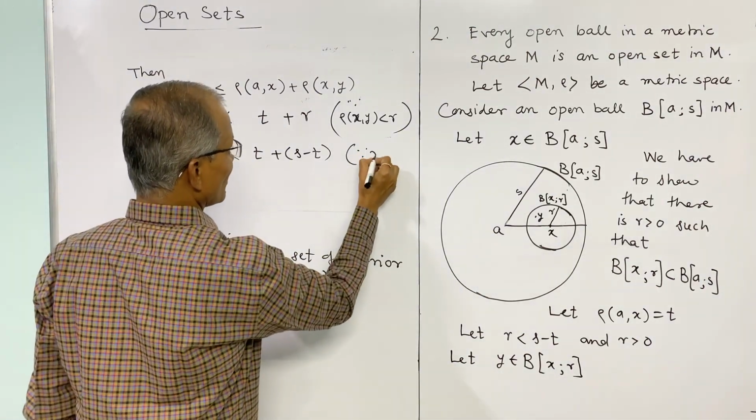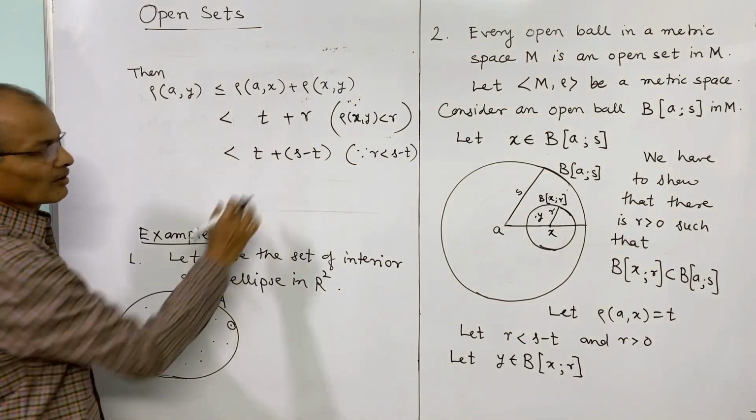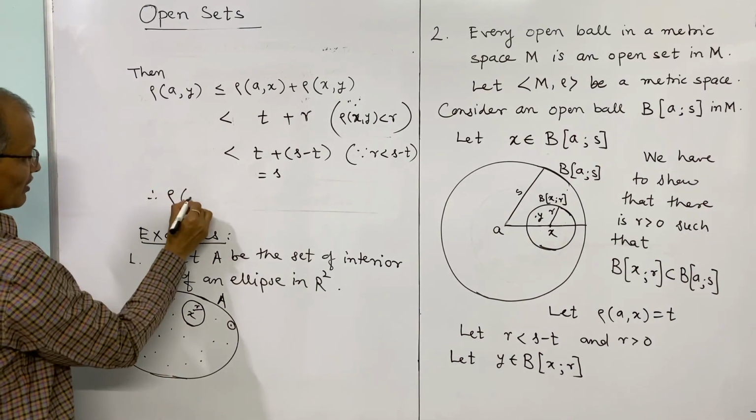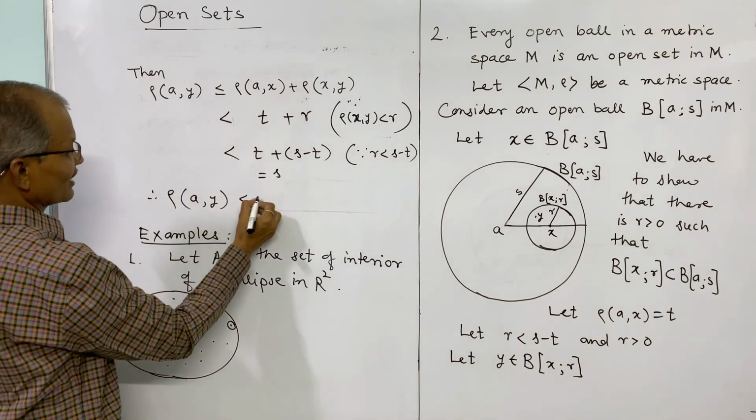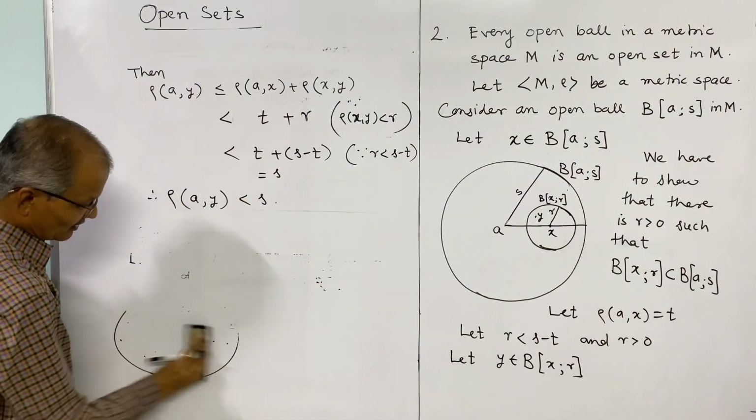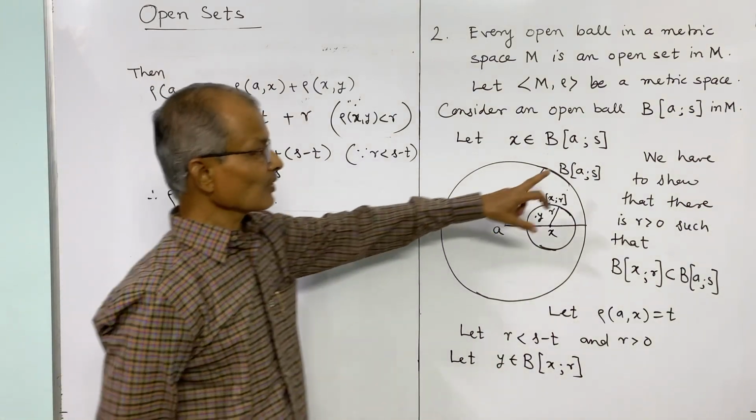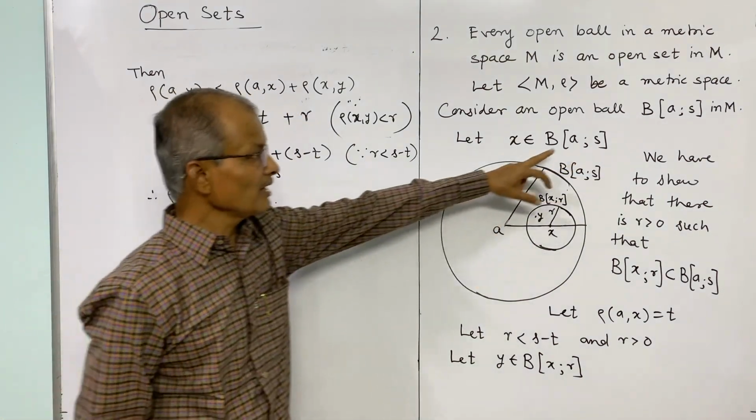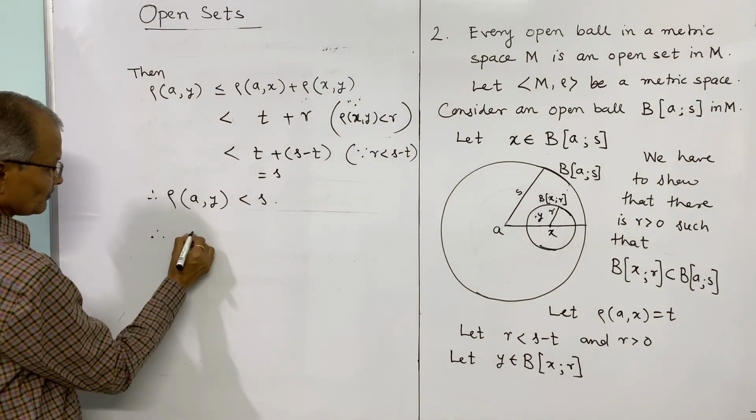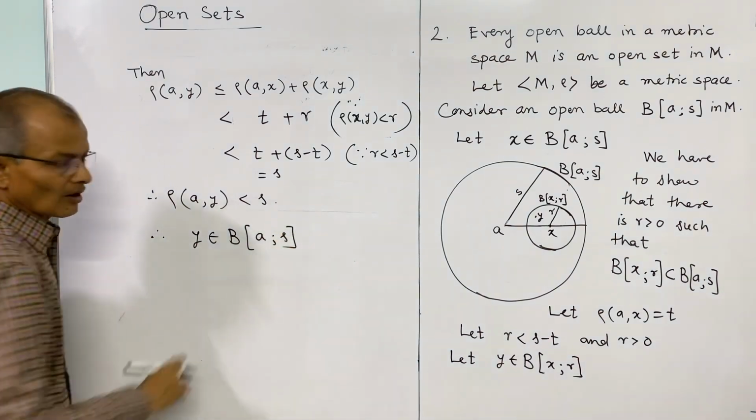Since r is less than s minus t. And now what is this? This is exactly equal to s. So this is equal to s. And thus we have rho of a and y is less than s. And what this shows, rho of a and y is less than s, means this point y is in the open ball of radius s around it. So this implies y belongs to the open ball of radius s around a.